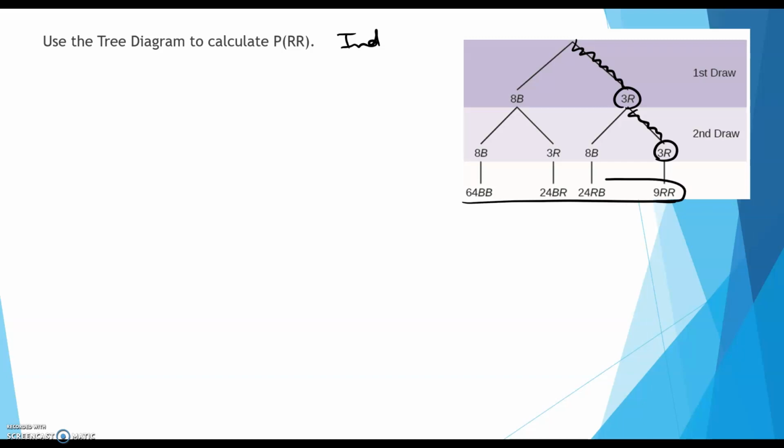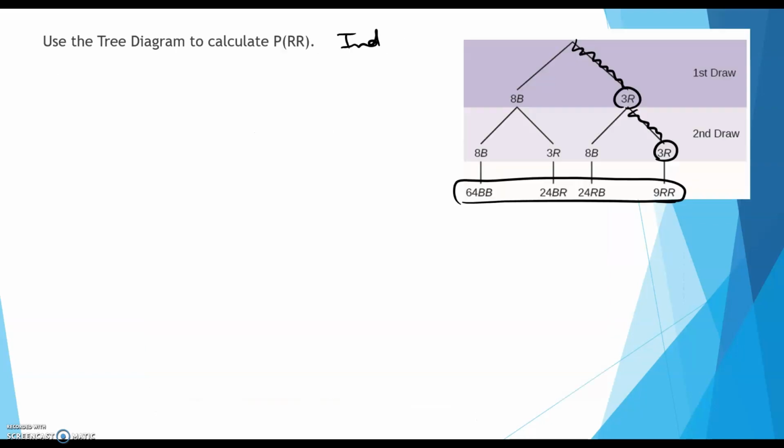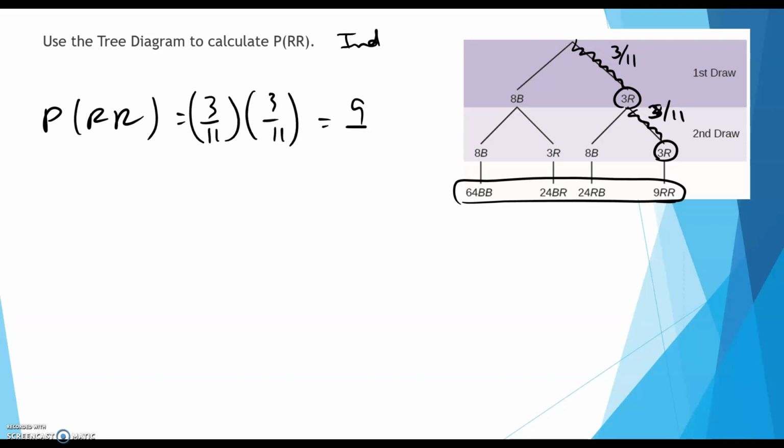I could add all of these together. That would give me my sample space. If I added all of these together right here, that would give me 121. Or I could put the probabilities on here and take a 3 over 11 times a 3 over 11, which would give me 9 over 121. And that'd be my final answer.